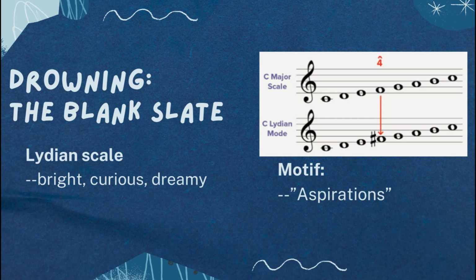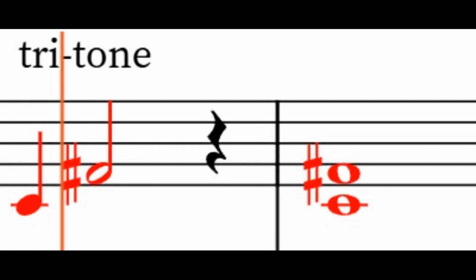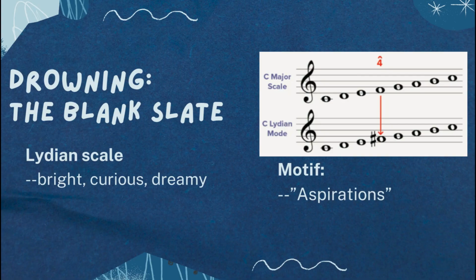We are no longer using a major scale, but rather a Lydian scale. The Lydian scale prominently features a harmony called a tritone. This is a rather dissonant interval that is generally used to prompt direction somewhere else. By raising or sharpening the fourth note in the scale, we get a brighter and more directional sound.